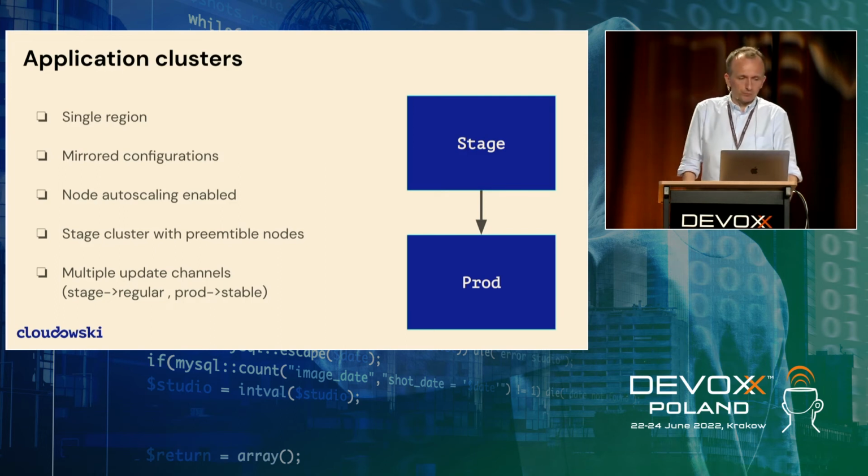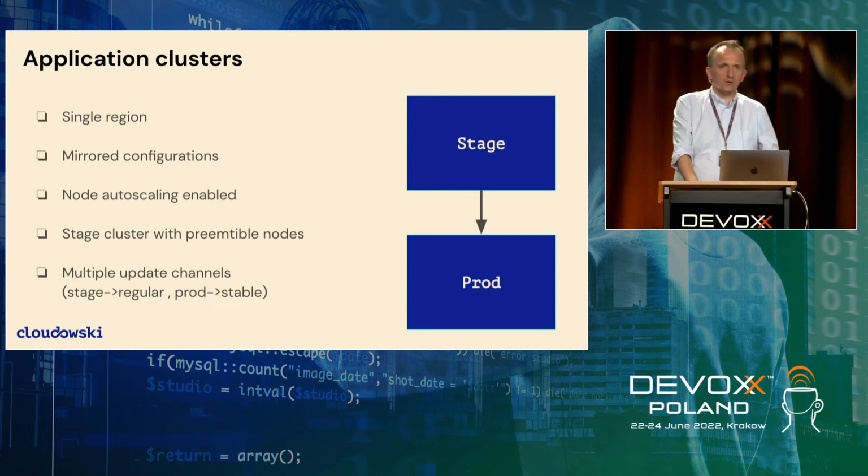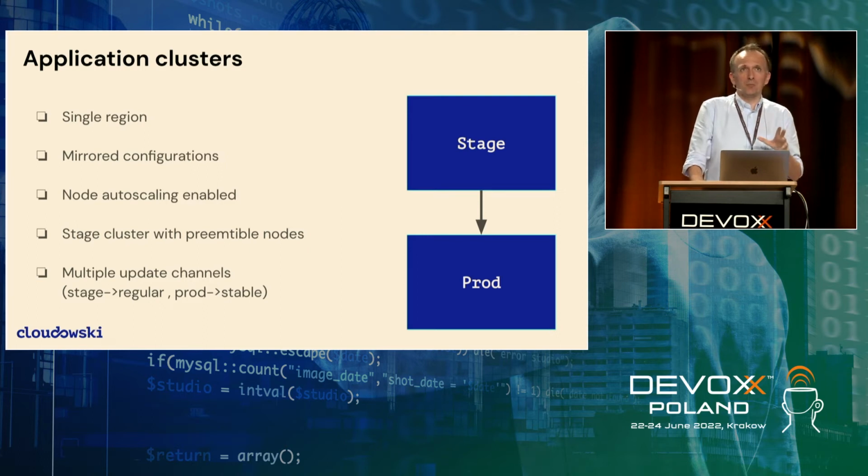Let's find out. First of all, we have a couple of types of clusters. The first type of clusters is application. So we have two application clusters, one stage and production. They all run in the same region, somewhere in Western Europe. They have the same configuration. So the only major difference between those clusters are the nodes that are used inside these clusters.